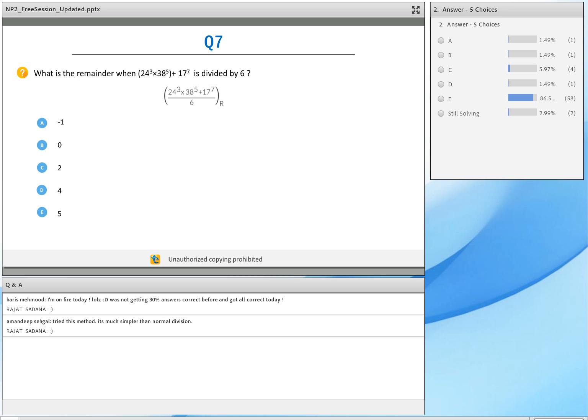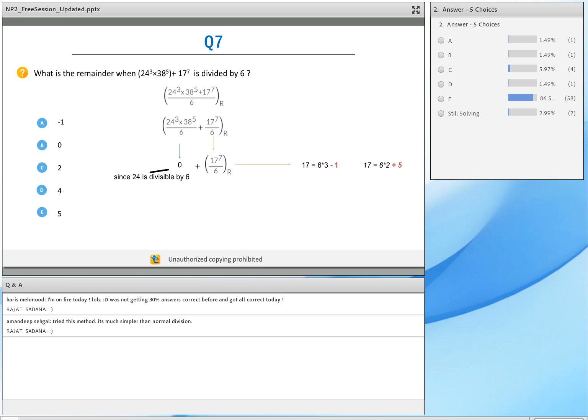We're supposed to find the remainder of the scary looking expression, when this expression is divided by 6. So we say, hey, the remainder of the sum of two numbers is the sum of their individual remainders. Again, 24 is divisible by 6, so this remainder is 0. So we have to find the remainder of 17 to the power 7 divided by 6.